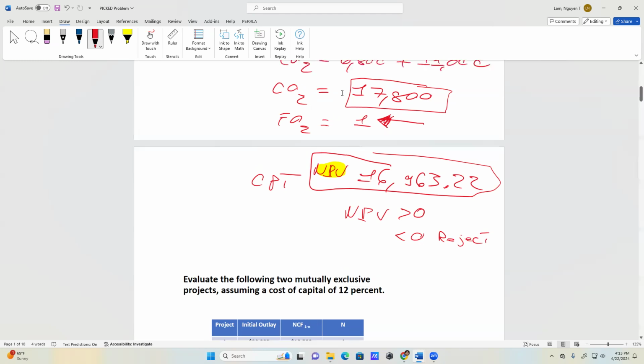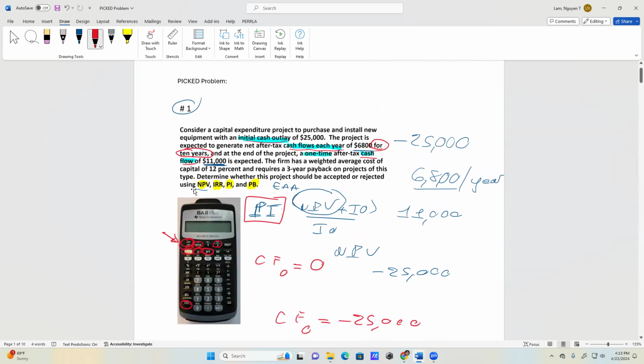And one observation is that whenever you're looking at NPV, IRR, PI, PB, the best indicator of which project to take on is the NPV. Whichever project has a higher NPV, you will want to select that one.